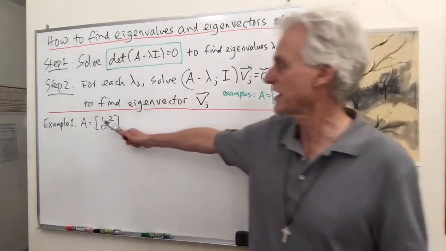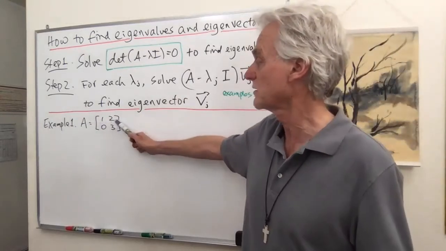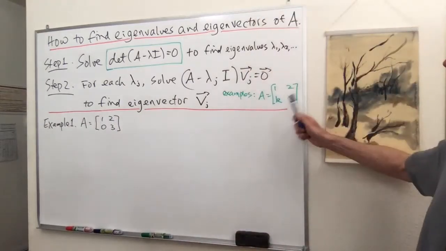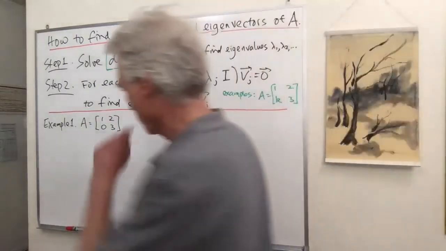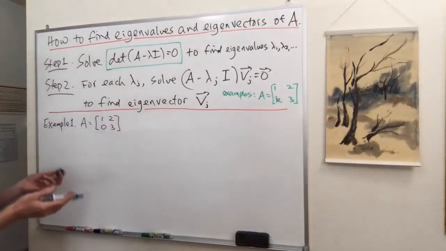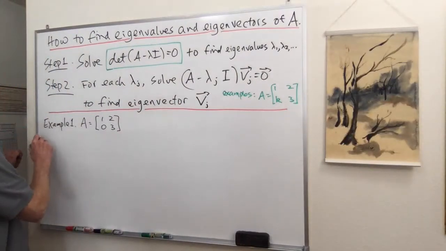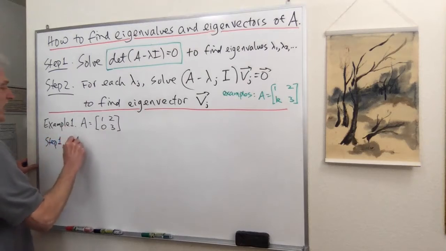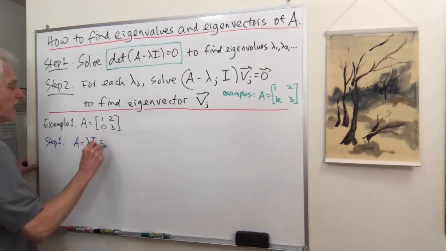In this first example, the matrix is 1, 2, 0, 3. These are all going to be of the form 1, 2, something, 3. Okay. So we want to find the eigenvalues first. So step one, what is A minus lambda I?